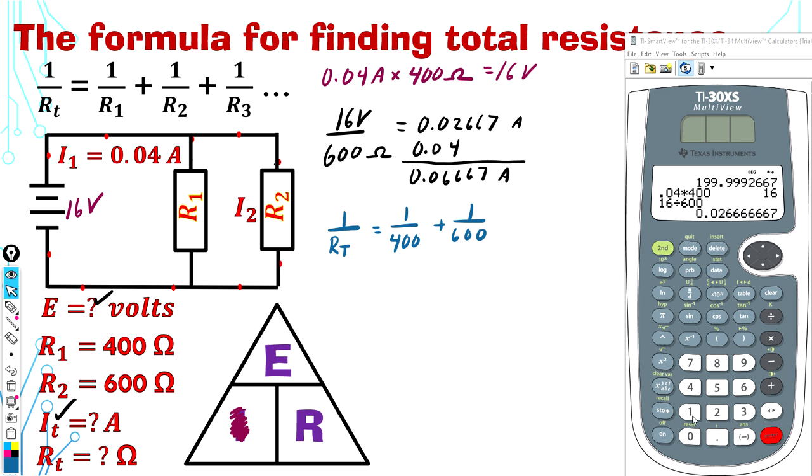So we take a look at this. 1 divided by 400 plus 1 divided by 600. All right, now remember, this isn't our answer. We're going to hit the x to the negative 1 or that 1 over x button, depending on what kind of calculator you have. Push enter. And so I get RT equals 240 ohms resistance. And if we end up with anything over 400, we know we've done something wrong.